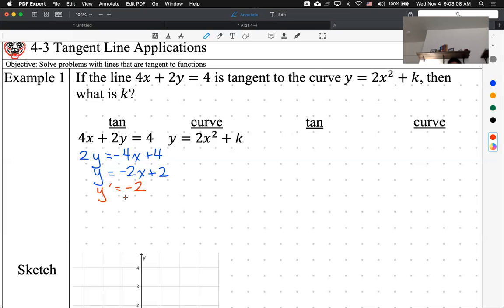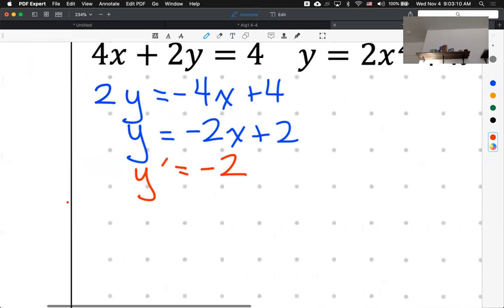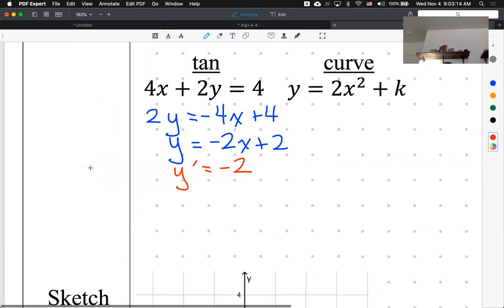And remember, what are we finding here? This is now what we've written in red. This is the slope of the tangent line. So just to make sure you understand the grand scheme of things, we just found the slope of the tangent line. We are given the equation. We now know the slope of the tangent line.